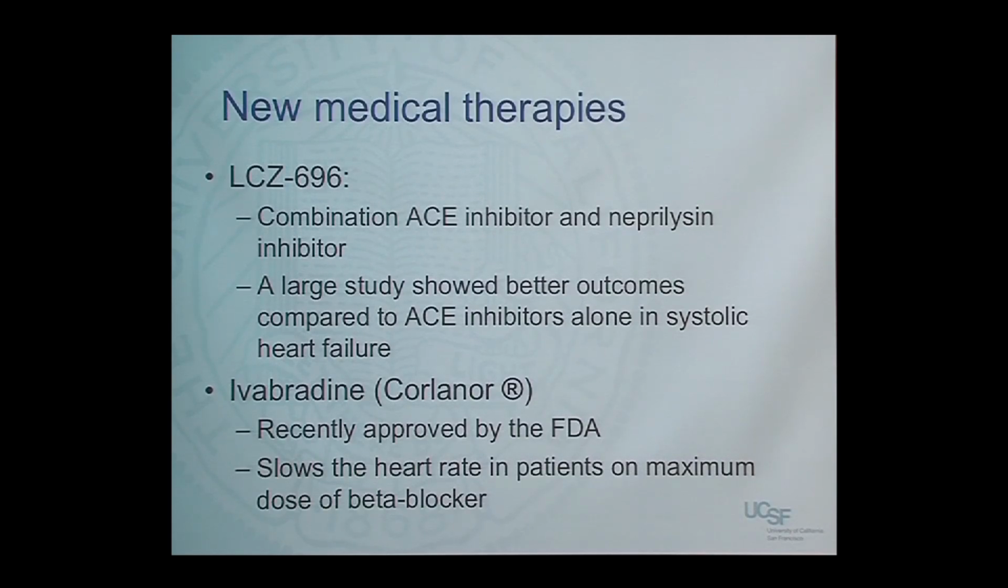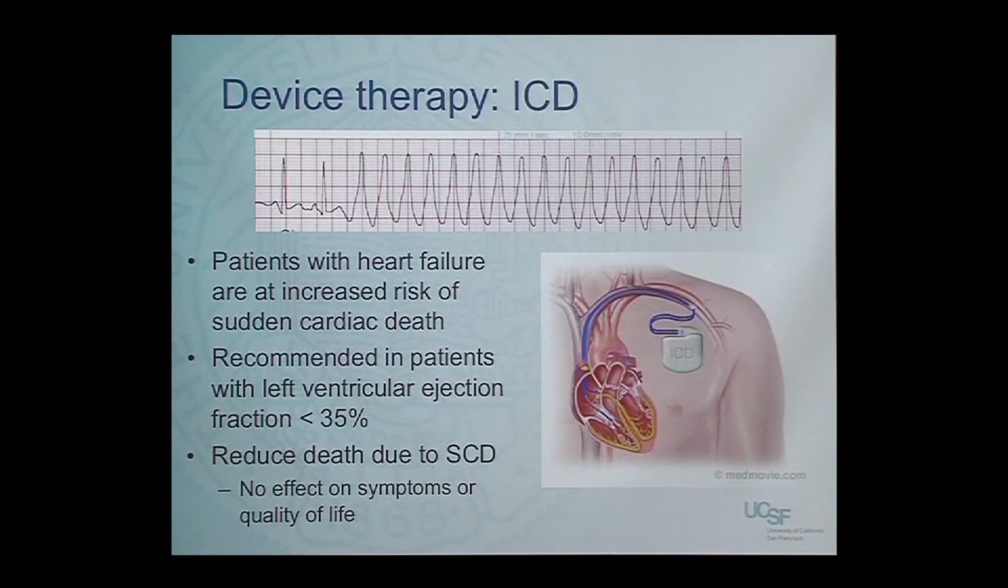The other medication that was just recently approved is called ivabradine, and it slows the heart rate in patients, ideally who are already on beta blockers, and that can improve outcomes in a select group of patients who still need more heart rate lowering. Last two things I want to talk about, implantable cardioverter defibrillators. So this looks like a pacemaker. It sits kind of in the chest wall, and it has wires that come to the heart.